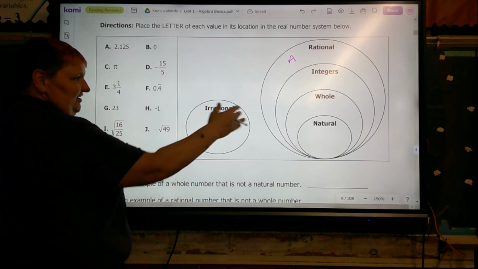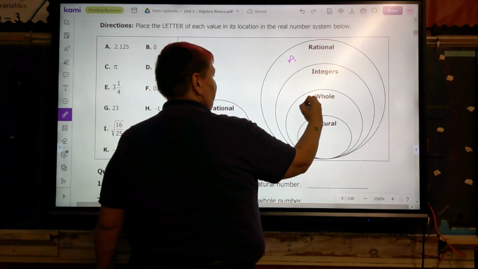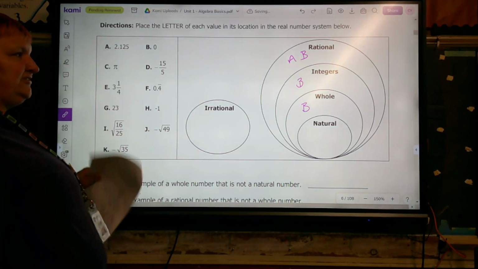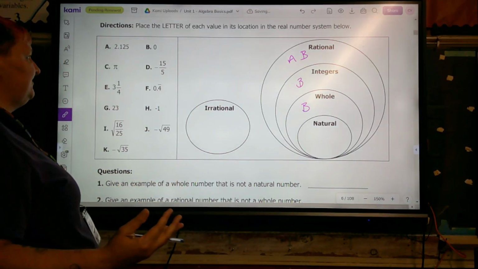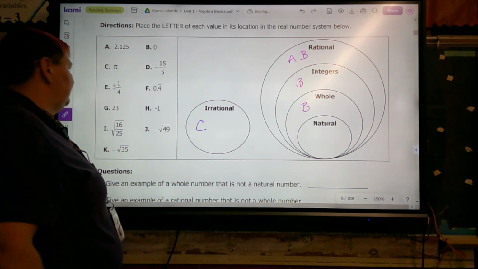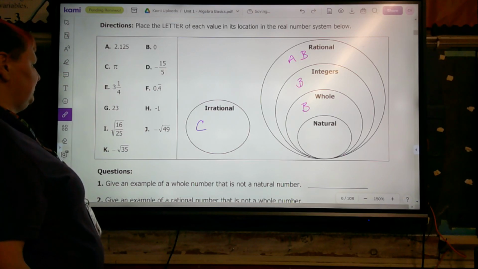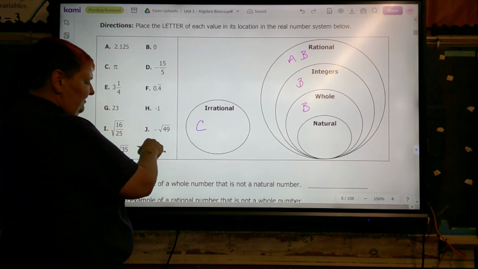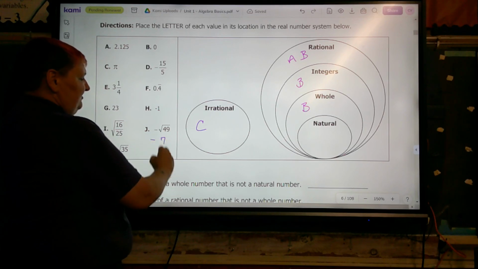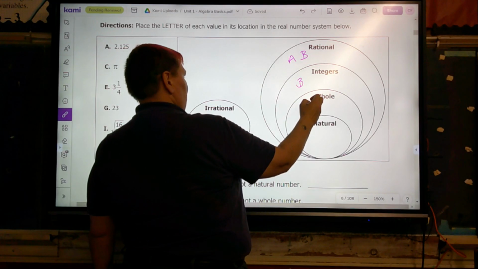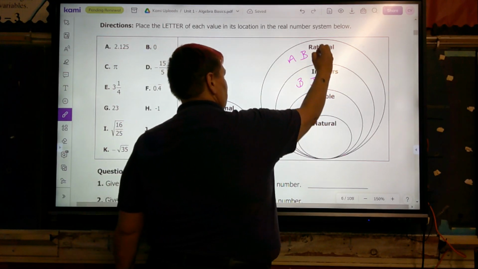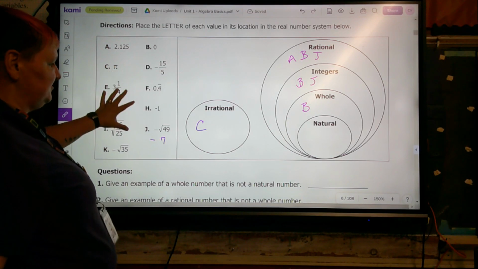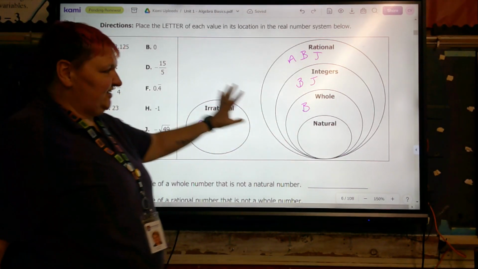0 is not natural, but it is whole. So B. And then pi, we talked about pi. It's a non-repeating, never-ending decimal, so it's irrational. Let's pick another interesting one. J is the negative square root, so that's -7. So it's not natural or whole, but it is an integer, which means it's rational. So basically just go through and see which categories each of these falls in. Some of them fall in multiple categories, and that's completely okay.